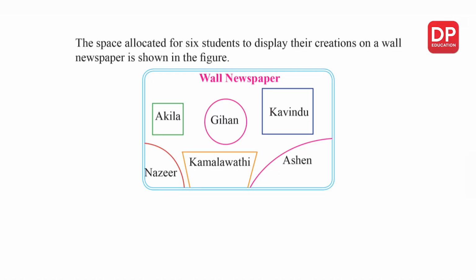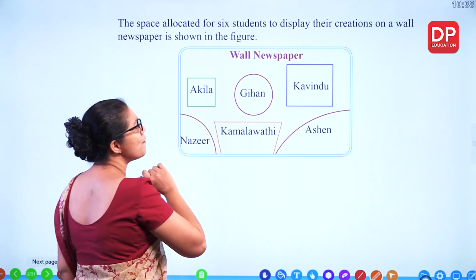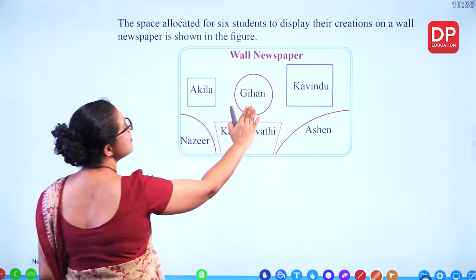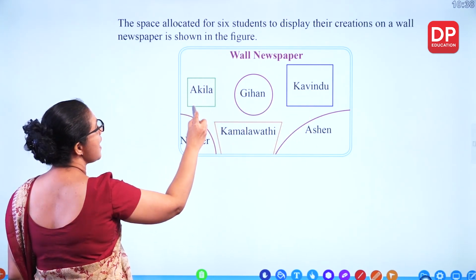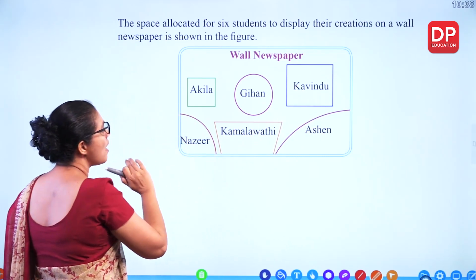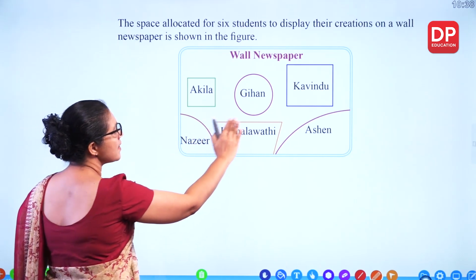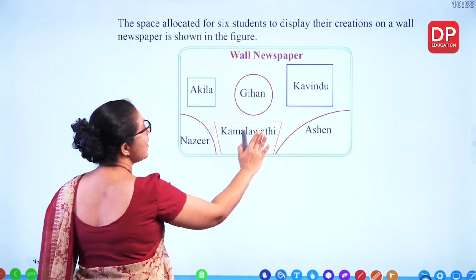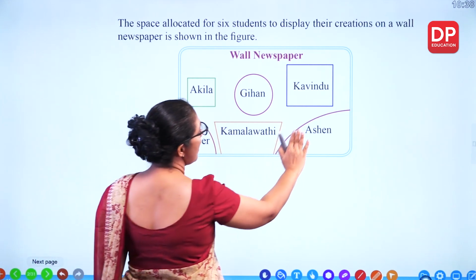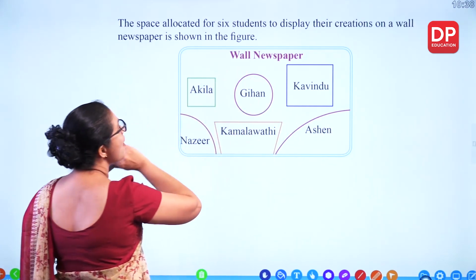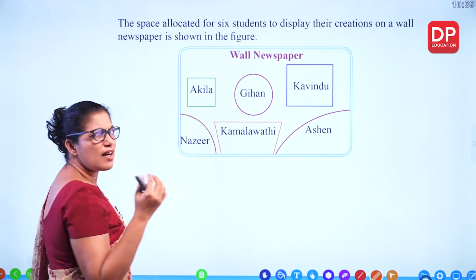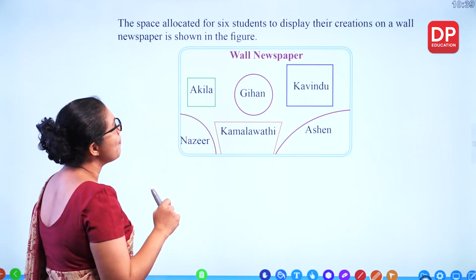So what is area? The space occupied by a surface. So look at this wall newspaper. You get different areas. So here, this area occupied by Akila, this area for Gihan, Kavindu, Ashayan, Kamalavati and Nazir. So when you look at the space that surface required, which surface is bigger? So I can see Ashayan gets bigger area to cover up the wall newspaper. So this area is bigger. Seems like Akila gets a small space to put newspaper articles.